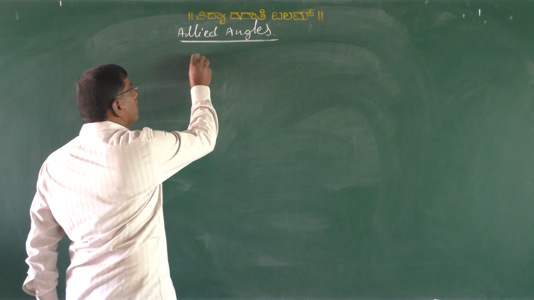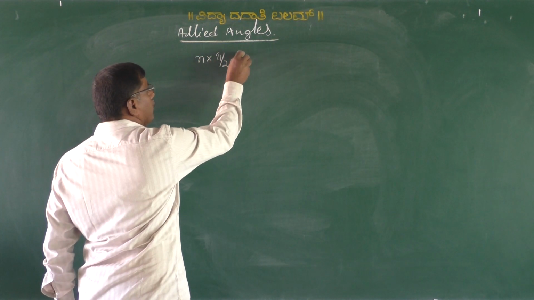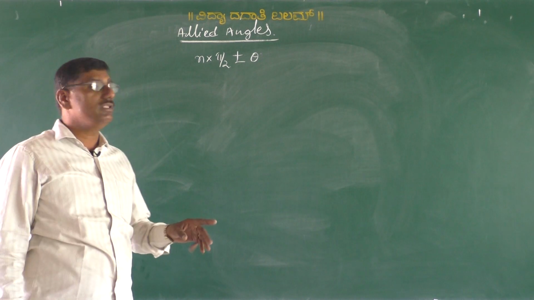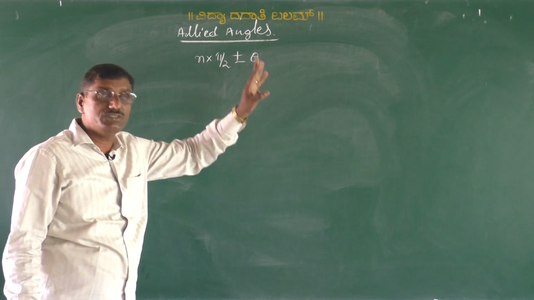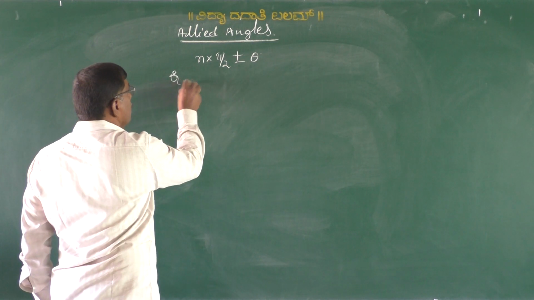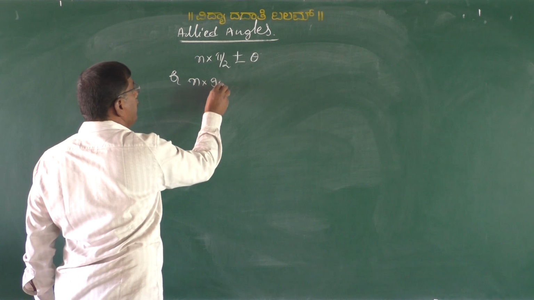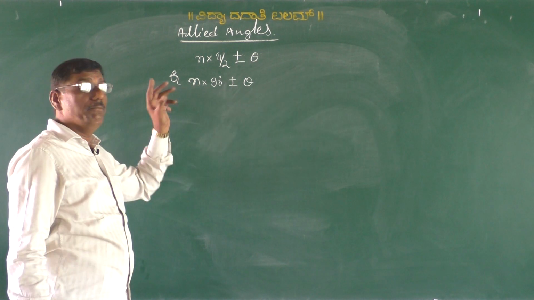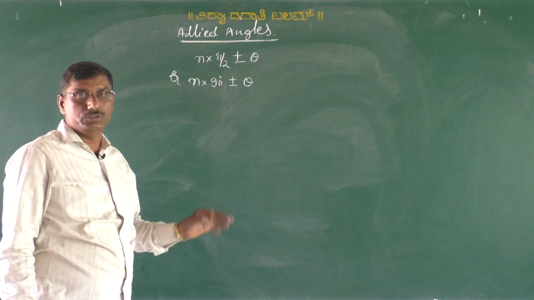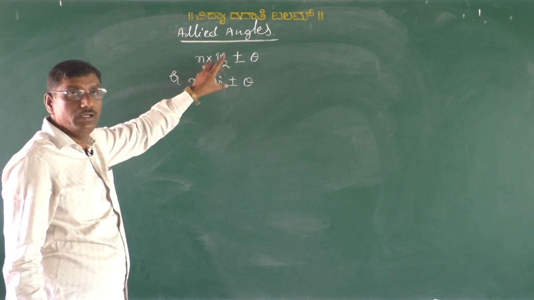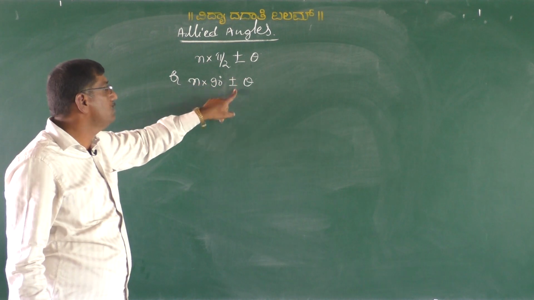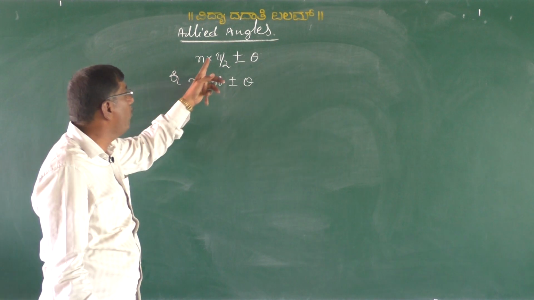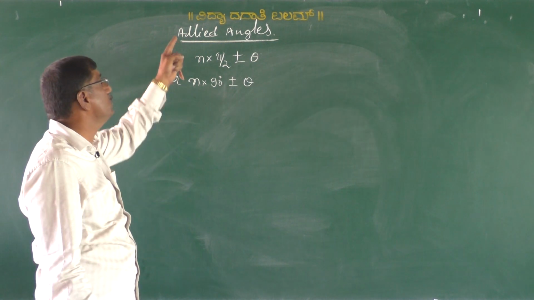of n into pi by 2 plus or minus theta, or n into 90 plus or minus theta, where theta is an acute angle and n belongs to Z. If we express an angle in this form, such angles we call allied angles.